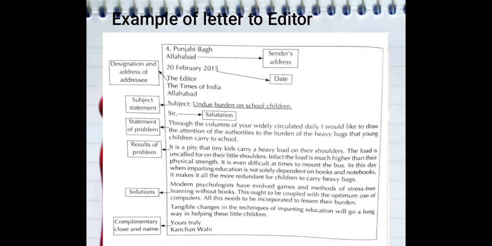Then, third paragraph, that is a solution. Modern psychologists have evolved games and methods of stress-free learning without books. This ought to be coupled with the optimum use of computers. All this needs to be incorporated to lessen their burden. Then last paragraph, tangible changes in the techniques of imparting education will go a long way in helping these little children. And then comes the complimentary clause and name.